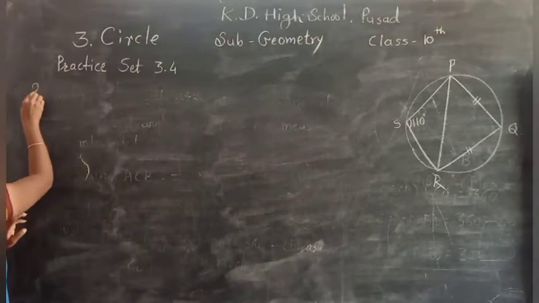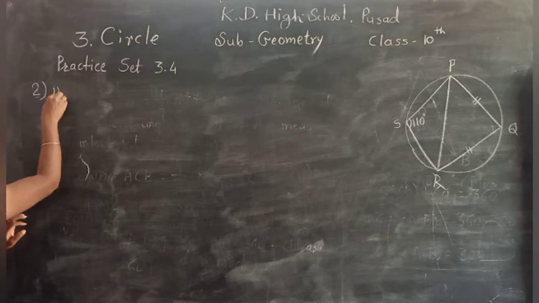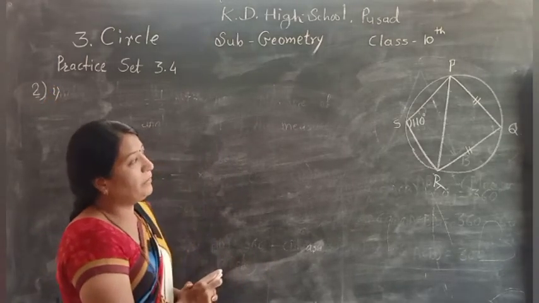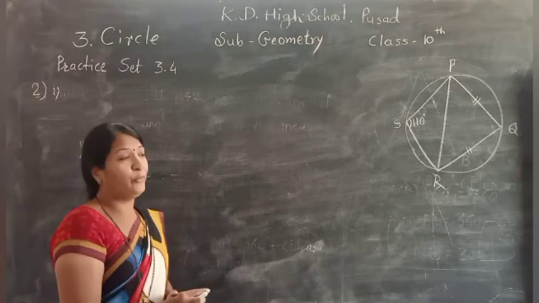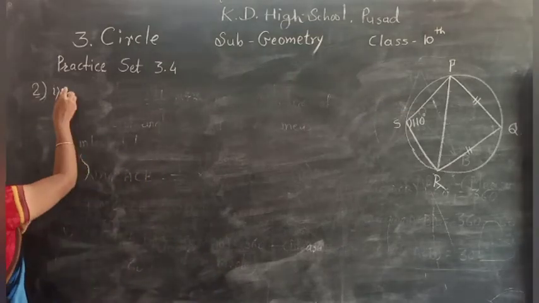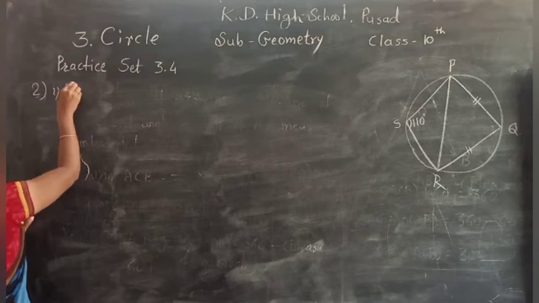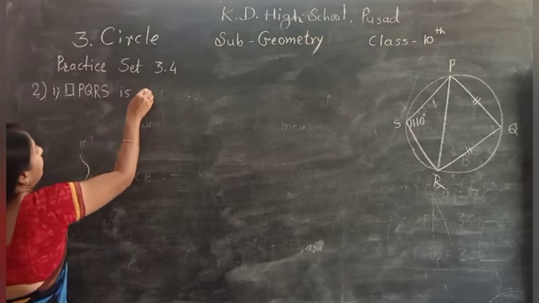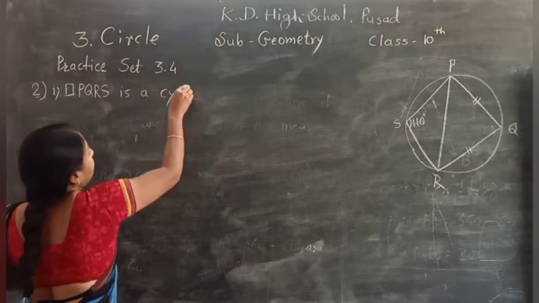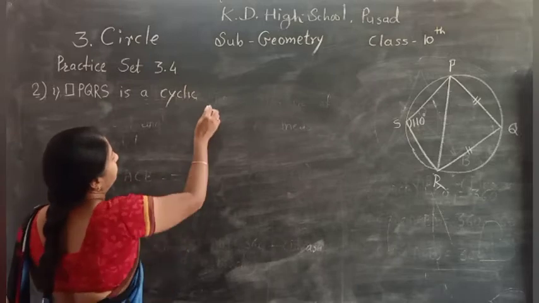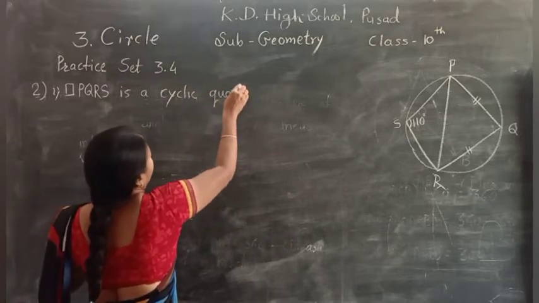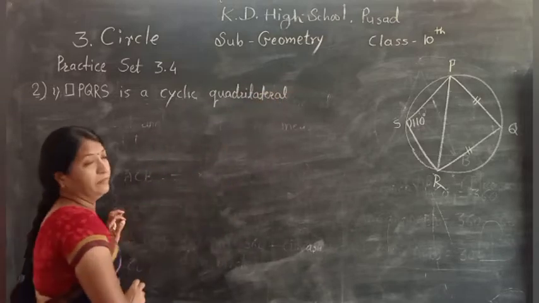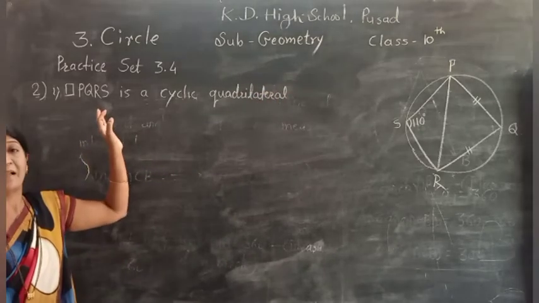So we start here. Second example, first sub-question. In the figure, quadrilateral PQRS is a cyclic quadrilateral. First of all we mention that quadrilateral PQRS is a cyclic quadrilateral.